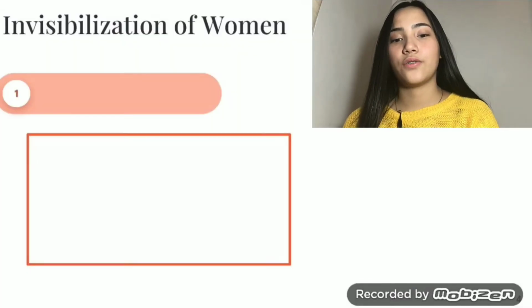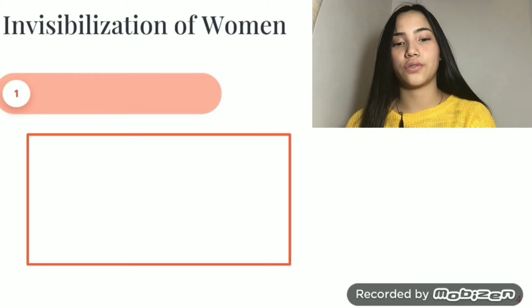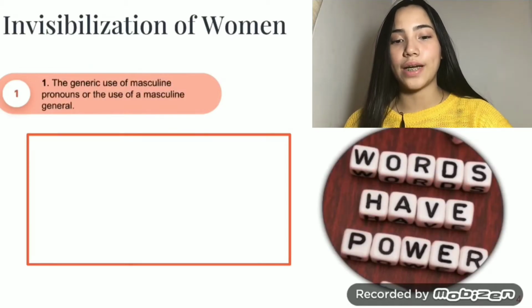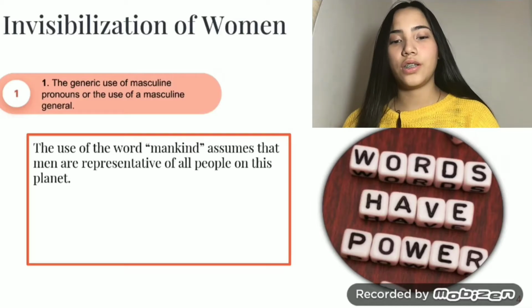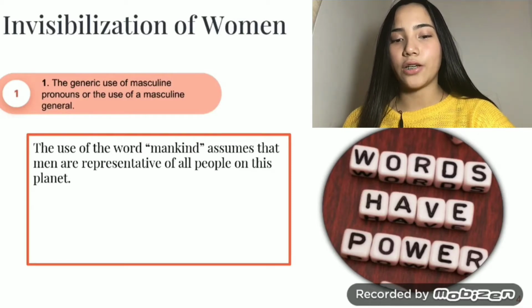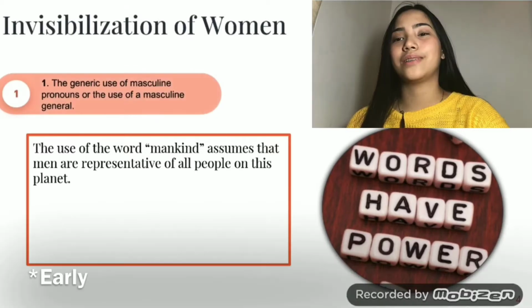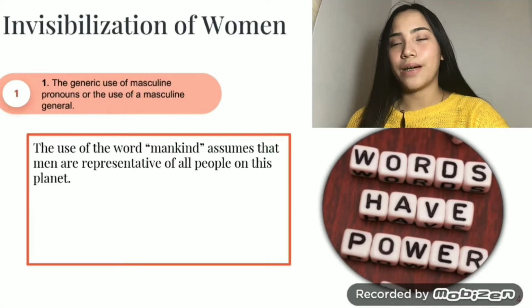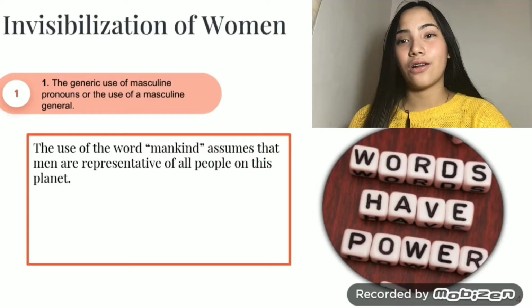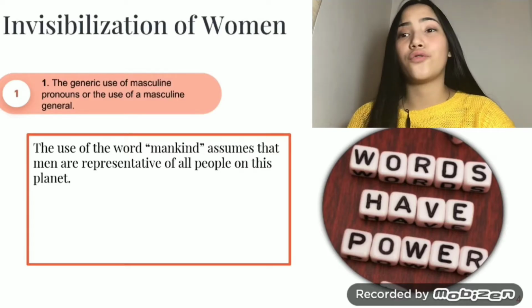Next, for invisibilization of women, we have three categories. The first one is the generic use of masculine pronouns, or the use of a masculine general. The use of the word mankind assumes that men are representative of all people on this planet. Since the late eras, it has been accepted by society that men are superior compared to women, so women would settle for being the ones following men.